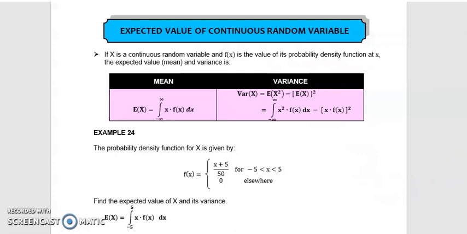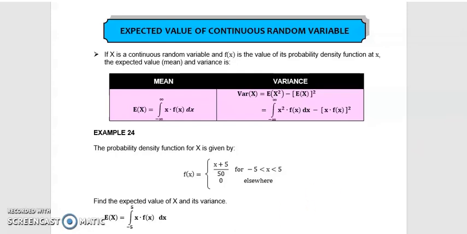Here, how to find the expected value or mean and variance for continuous is the same as in discrete, but for continuous, a function is given to you, then you need to integrate. However, in discrete, you just find the summation. You do not do integration in discrete. So that is the only difference. In continuous, we do integration.